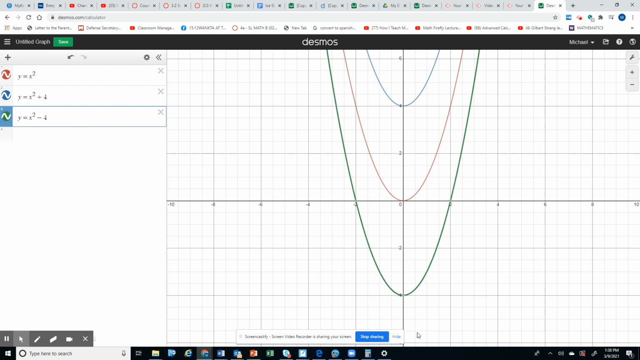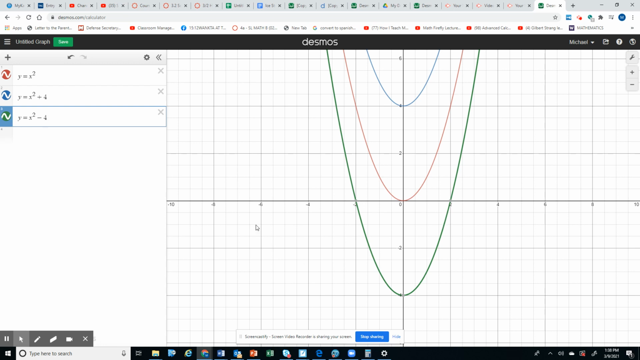Now, look at the green graph. You can see now the green graph crosses the x-axis, right? So it has solutions, all right? They are -2 and 2, or we can say the zeros are -2 and 2.